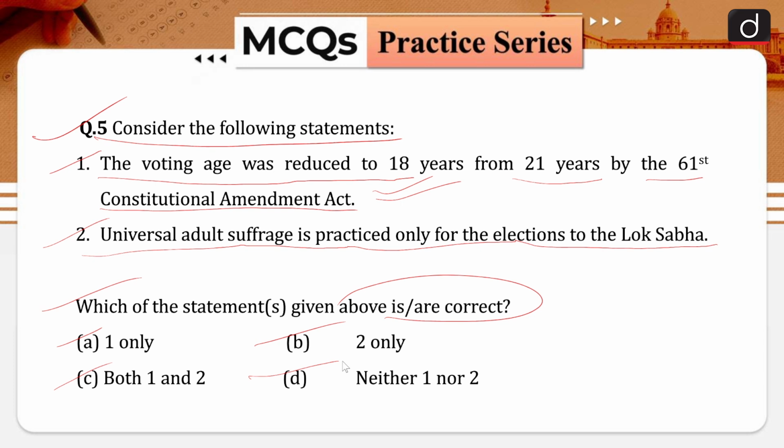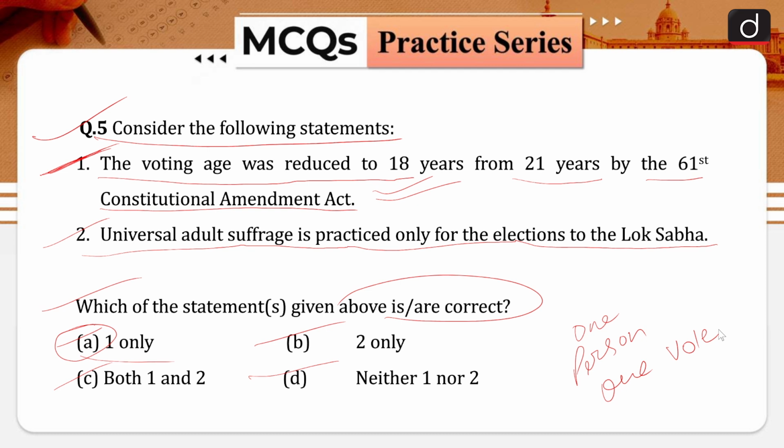As you have realized, yes, option A only is correct. That is, statement number 1 is correct. The Indian democracy functions on the basis of one person, one vote.